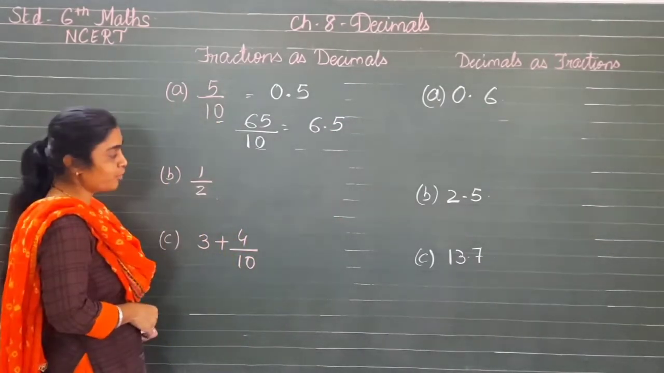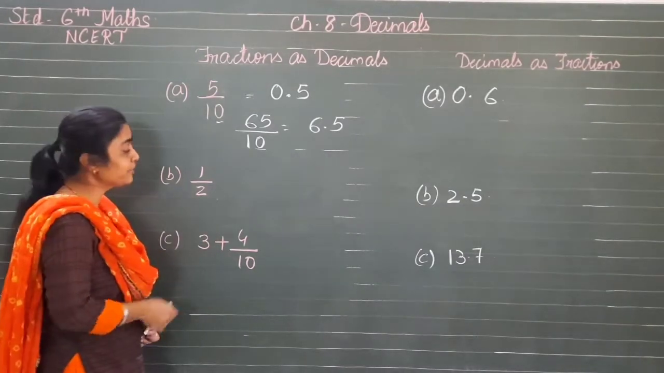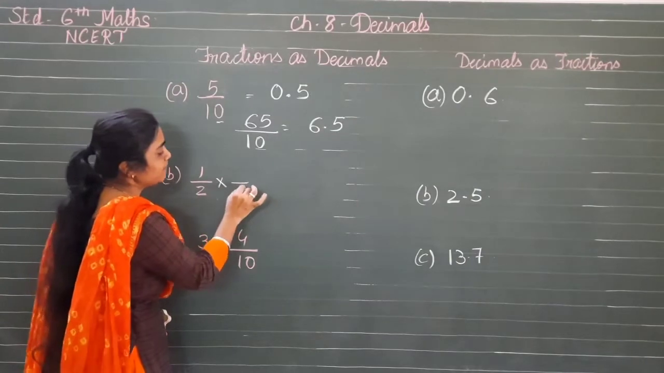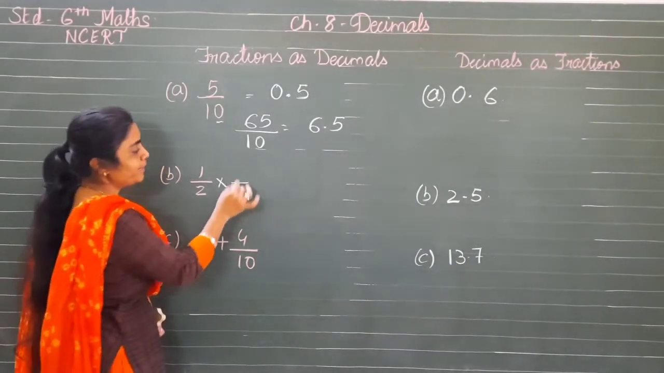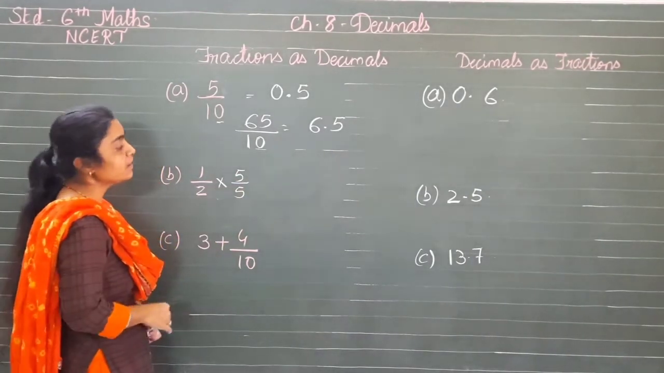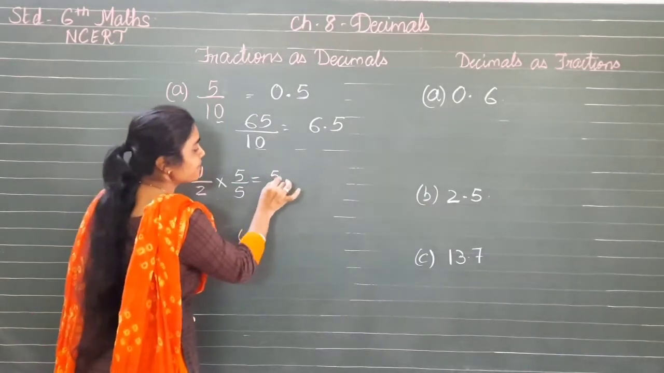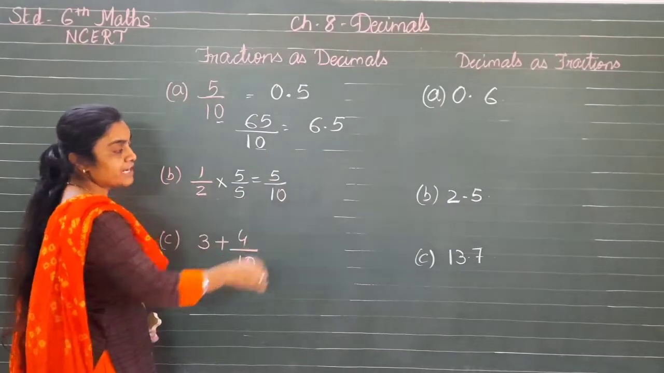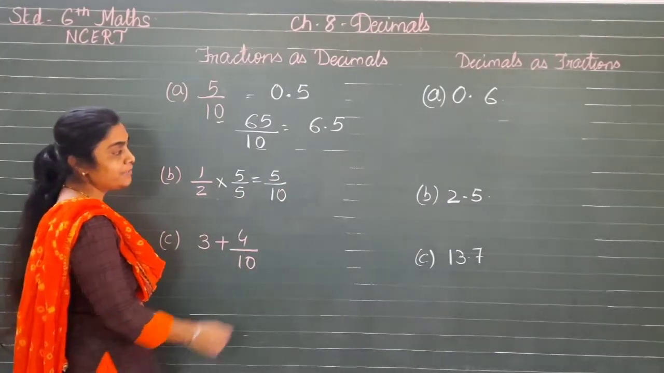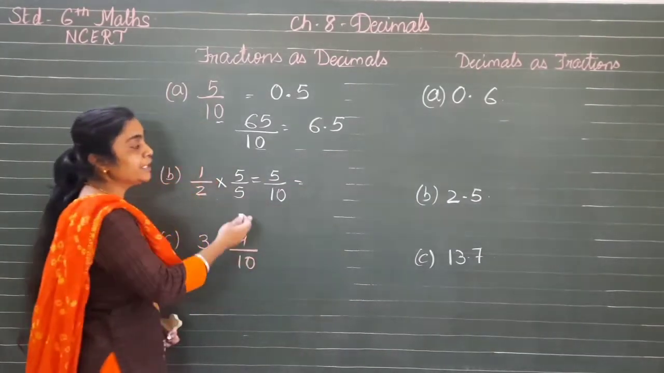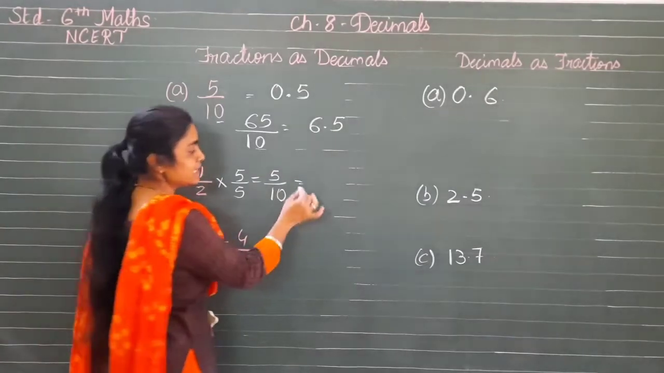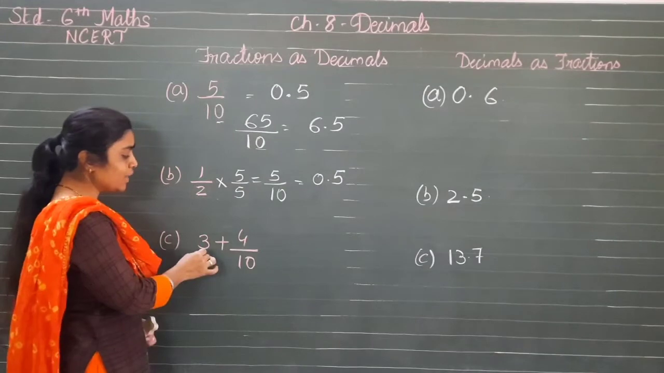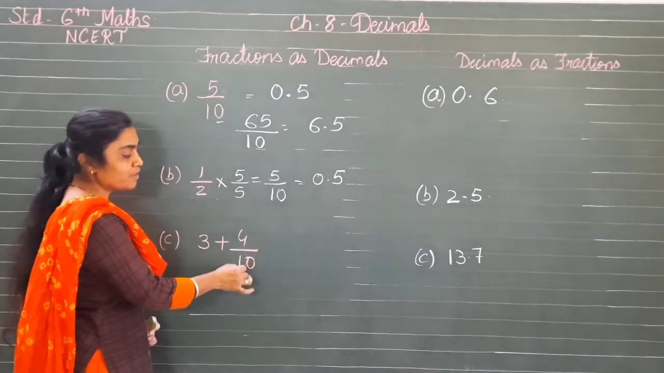Now here is 1 upon 2. It is in fraction form. Now there is no 10 in the denominator. So we will make it equivalent. We will need to multiply by 5 in the denominator and 5 in the numerator. So 1 fives are 5 and 2 fives are 10. So the fraction has become 5 upon 10. So we can convert it into a decimal number. It will become 0.5.